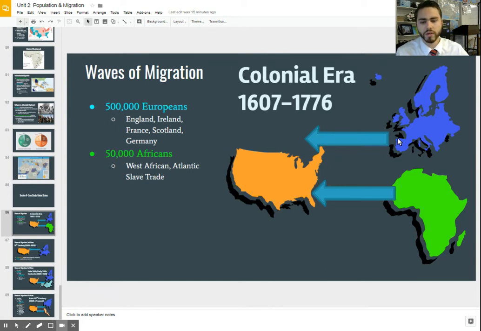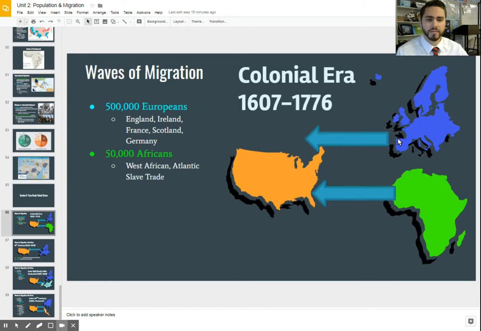And what they typically came for, number one, was a chance to make money. They saw this as a new opportunity for more land and to make money in these new colonies. And we know that's the number one reason why people migrate, is for jobs and economic reasons.